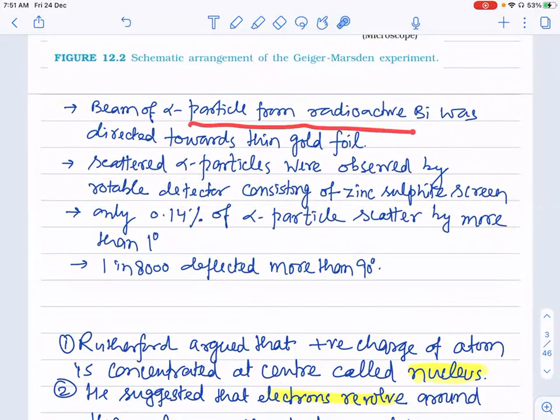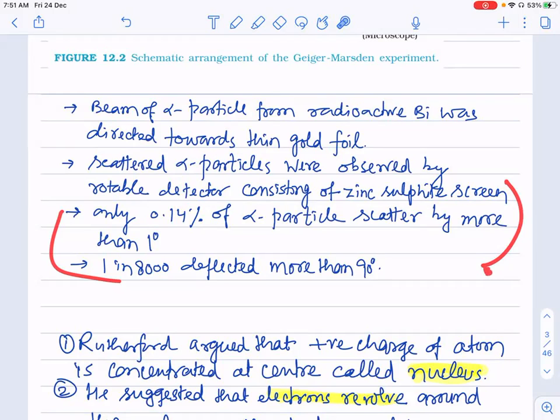Beam of alpha particles from the radioactive bismuth was directed toward the thin gold foil. Scattered alpha particles were observed by the rotatable detector, consisting of zinc sulfide screen. Only 0.14% of alpha particles scattered by more than 1 degree, quite a few, right? And 1 in 8,000 deflected more than 90 degrees. So these two results suggested that there is positive charge at center and there is a lot of free space.